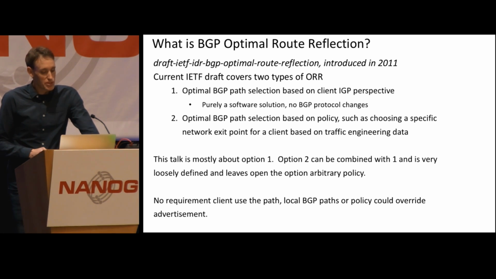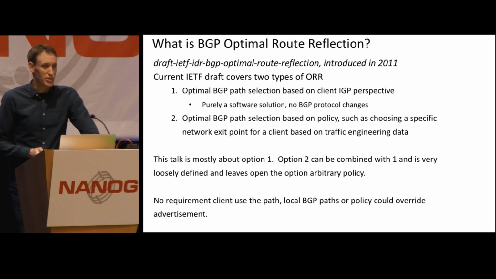The current draft actually specifies two types of optimized route reflection. The first one is the one that we're going to talk the most about. To put it very simply, it's doing the BGP best path selection process based on the client's IGP perspective and not the route reflector's IGP perspective. There's a second option in that draft, which is selecting the optimal path based on a policy. It's very vague in the draft, and I think it's left that way on purpose. It's really a placeholder for a user-defined policy to determine how paths are being advertised.